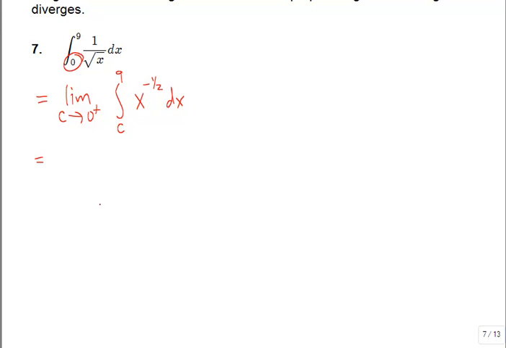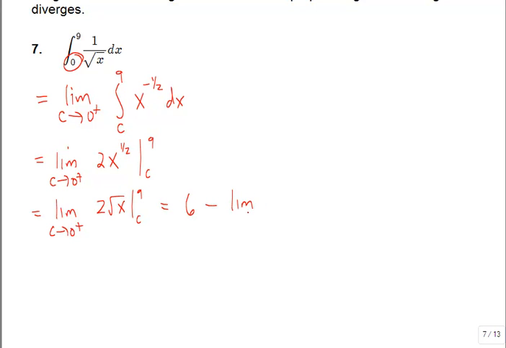And now we proceed like we've been doing. The antiderivative of x to the negative 1/2, when I add 1 to the power, becomes a positive 1/2 with a 2 out front. And if you want, you can swap that out and turn that into a square root. If you like to visually see that, this is 2 root x from C to 9. So if I plug in 9, the square root of 9 is 3. 3 times 2 is 6, minus, I'm going to plug in my c and get 2 square root of c.